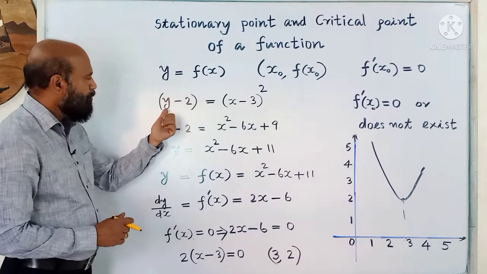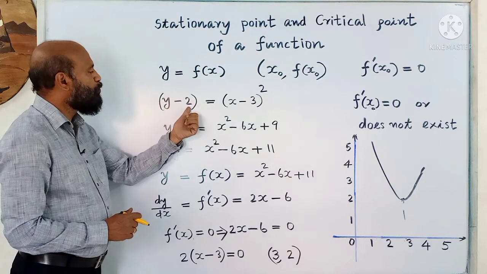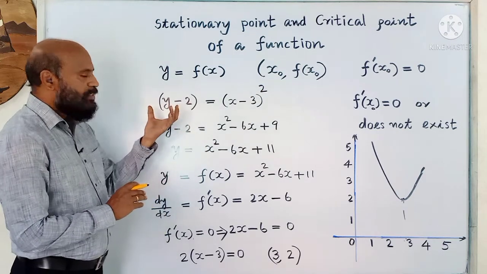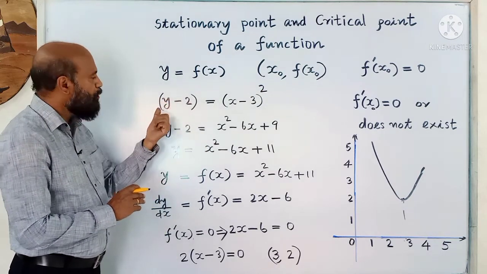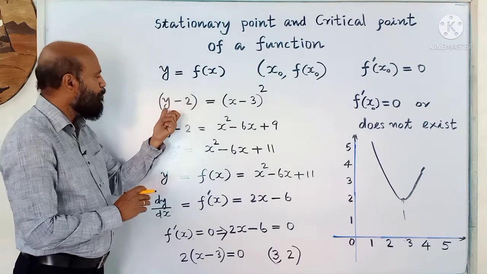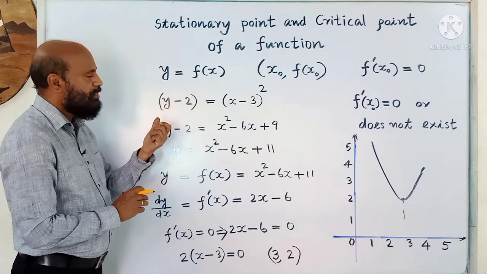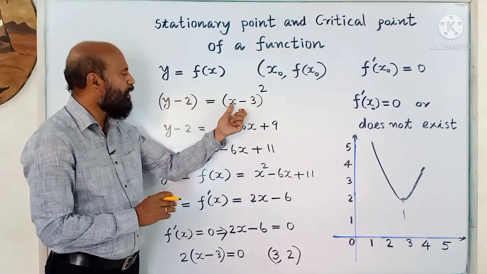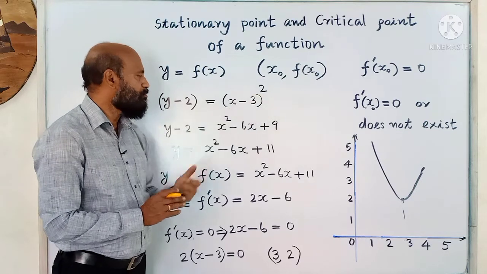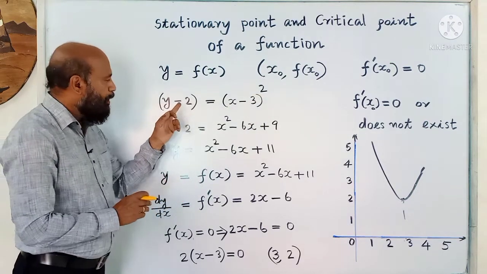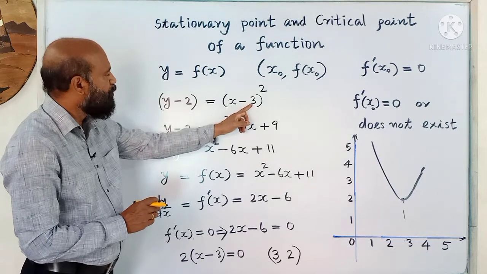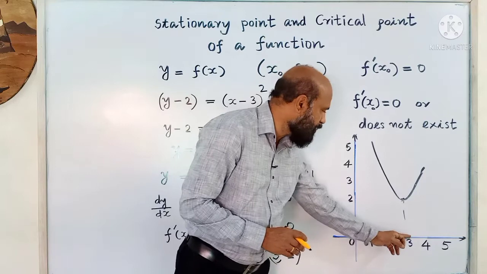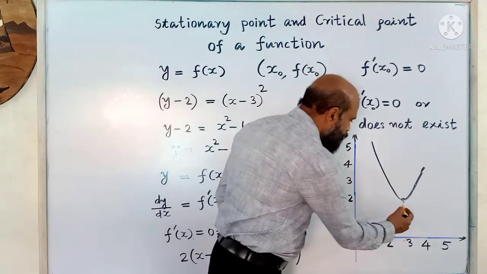Now let us see an example. Y minus 2 is equal to x minus 3 all square. So this is a parabola. You know the standard equation of a parabola whose vertex is at h comma k: y minus k is equal to 4a times x minus h all square. Now this is a parabola whose vertex is at 3 comma 2, where x is 3 and y is 2.